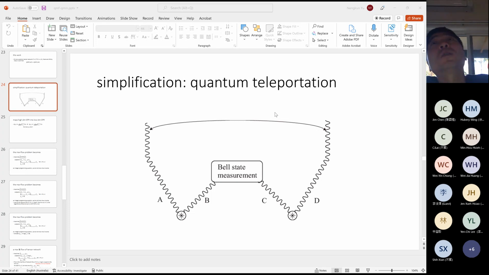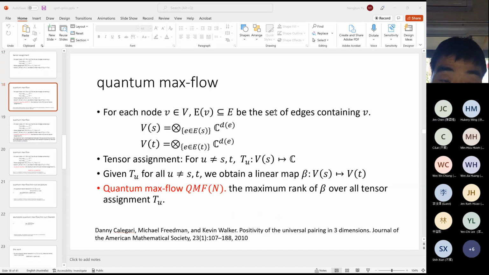Yes. So classically, the max-flow min-cut is very useful, almost everywhere, like traffic control and network capacity. I think quantumly this quantum max-flow min-cut has the potential. So its origin is from math, right? It's trying to show the positivity of universal pairing in 3 dimensions in a sense.